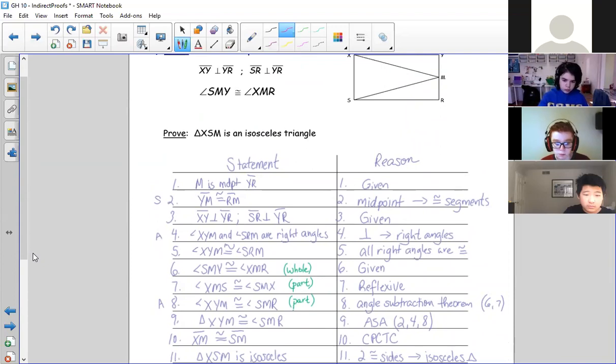We haven't done any HL. So HL, the only thing you need to be careful of with hypotenuse leg, other than it's a regular Euclidean proof, the normal way we do it, is that you have to say you have right triangles. It's not sufficient to say you have right angles. And that's not me, that's not New York State, that is a universal rule. So you have to say you have right triangles.